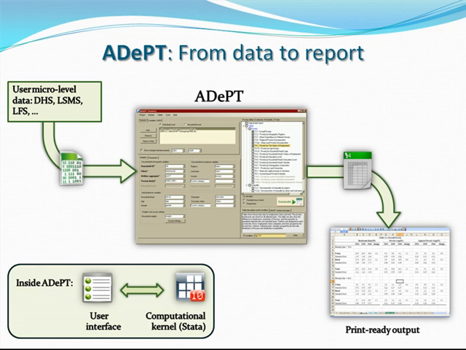With ADEPT interface, the user loads his data into ADEPT. The data could be any user record data, such as Living Standard Monitoring Survey data, data from demographic and health surveys, DHS, from the labor force survey, and other types of data. The user tells ADEPT what variables in the loaded datasets correspond to the variables required for a particular module and selects tables and graphs he wants to produce. ADEPT computational kernel that is based on Stata statistical engine processes the request and generates print-ready tables and graphs.